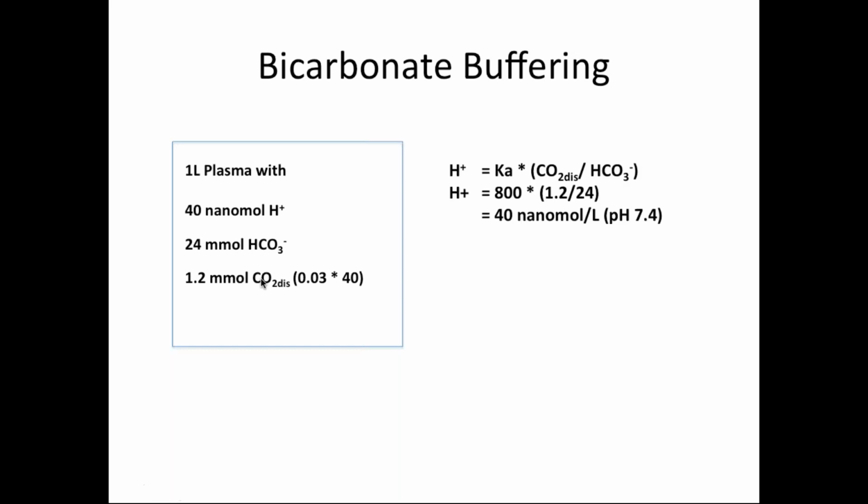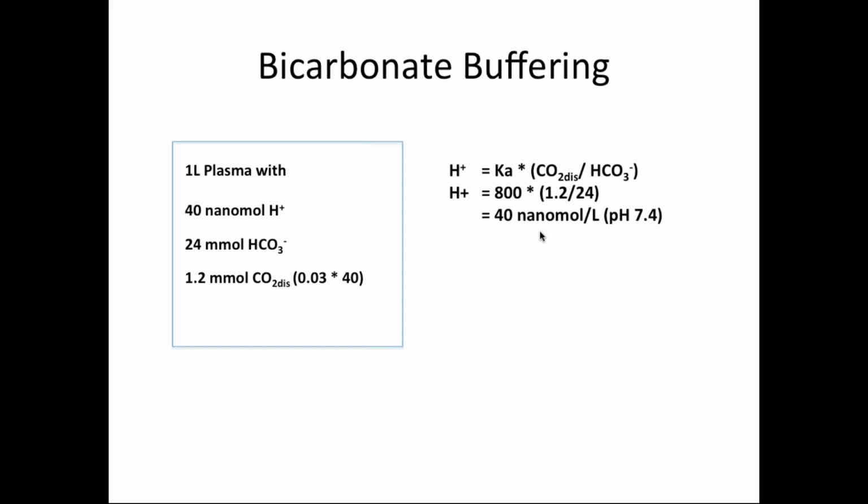So using our equation, the H plus is equal to Ka multiplied by the dissolved CO2. We are using the same units, millimoles per liter, for both the CO2 as well as the bicarb. So the H plus would equal 800 multiplied by 1.2 by 24, which would be 40 nanomoles per liter, which is our current pH of 7.4.